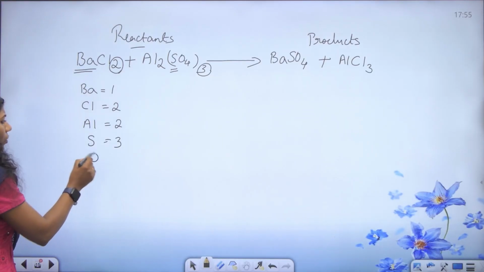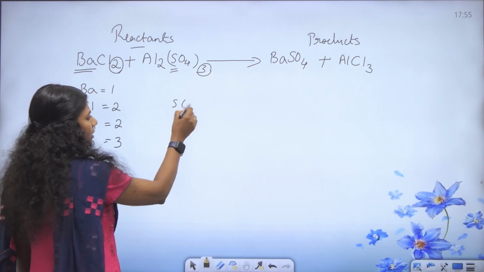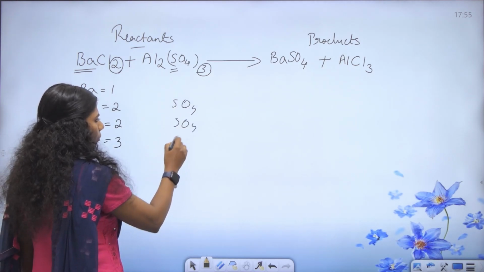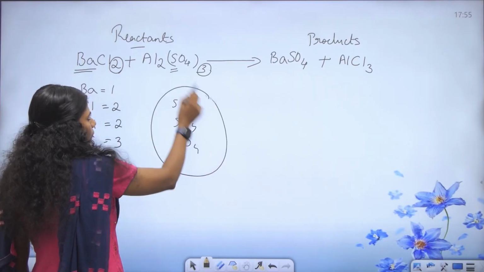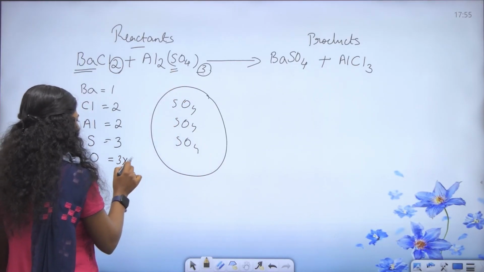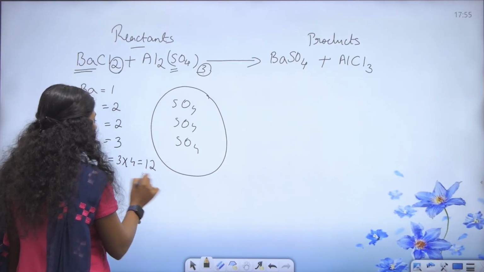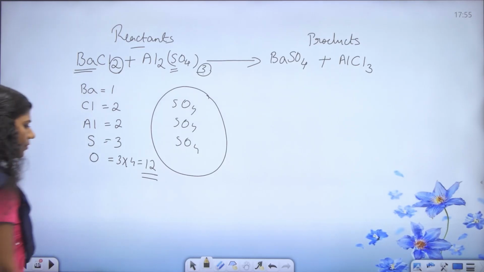And the number of oxygen atoms: 3 SO4 groups, that is SO4, SO4, SO4. The number of oxygen atoms in 3 SO4 groups is 3 into 4, that is equal to 12 oxygen atoms. Total 12 oxygen atoms are present in 3 SO4 groups. Okay.